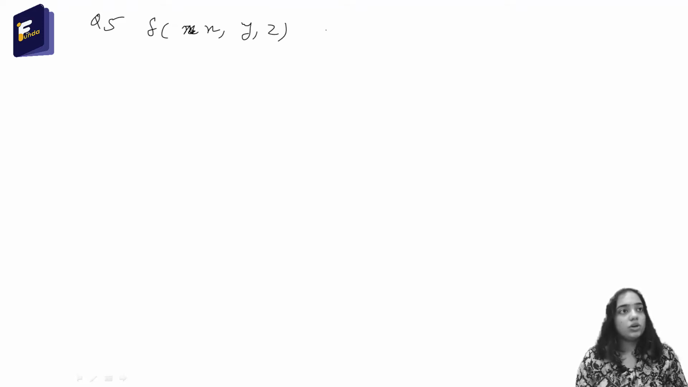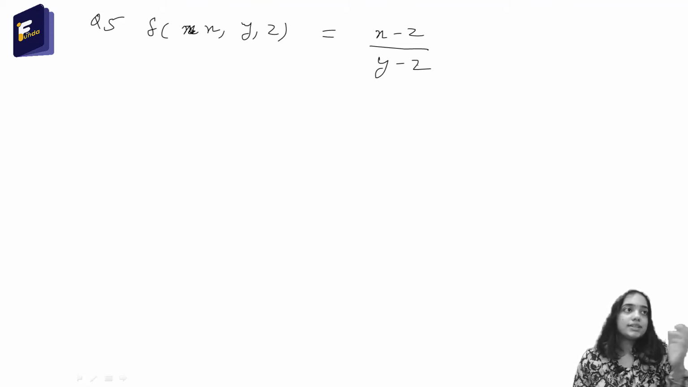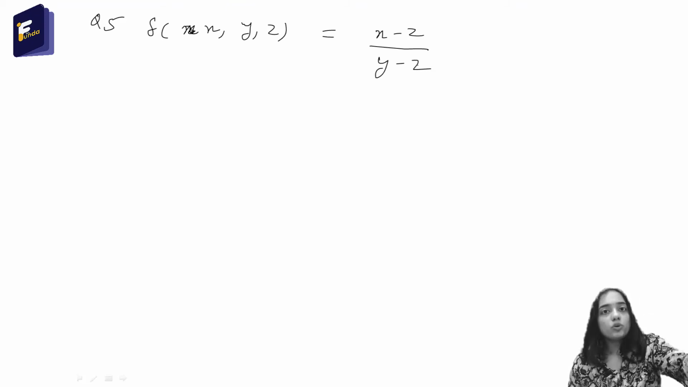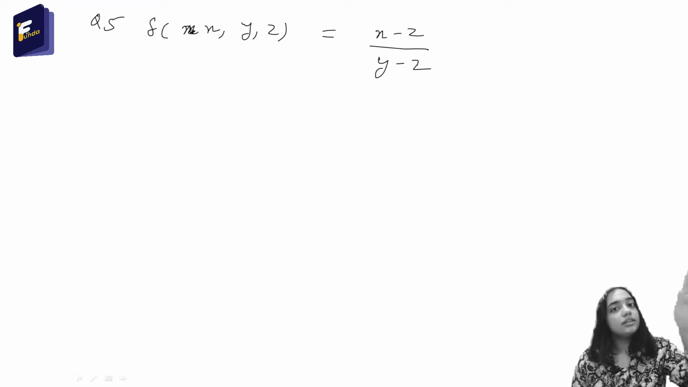Okay. So this is question number 5. If f(x, y, z) is equal to (x minus z) by (y minus z). What is the meaning of this? That the notation f(x, y, z) is equal to (x minus z) by (y minus z). Okay, this is the short way of writing (x minus z) by (y minus z) in this question. Don't assume that it is in every question, in this question.